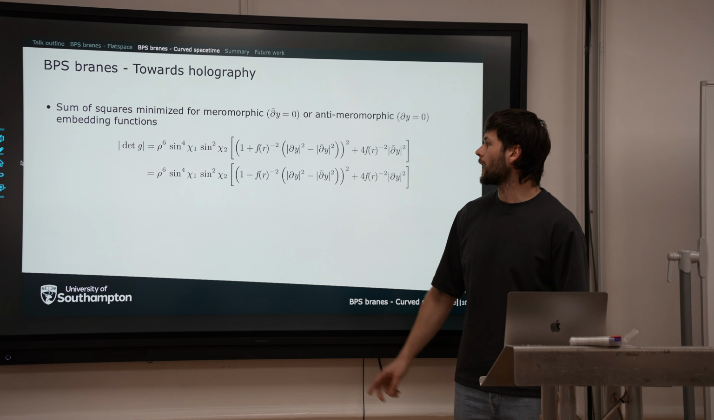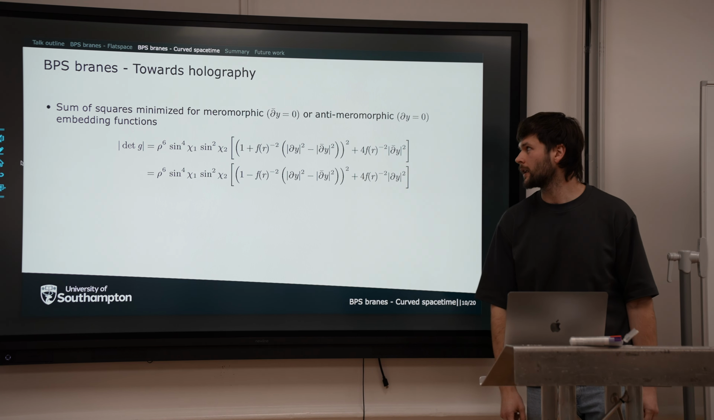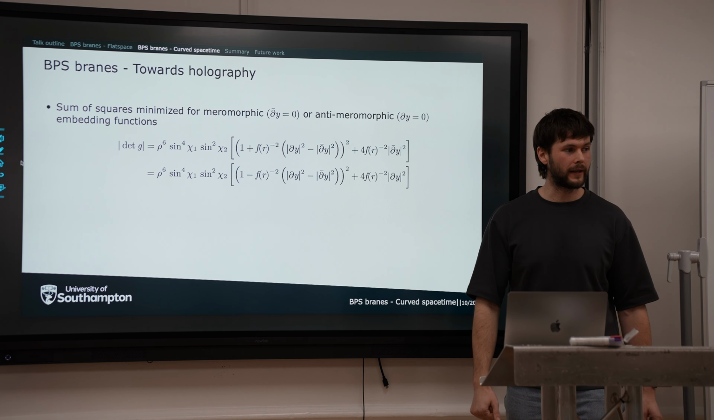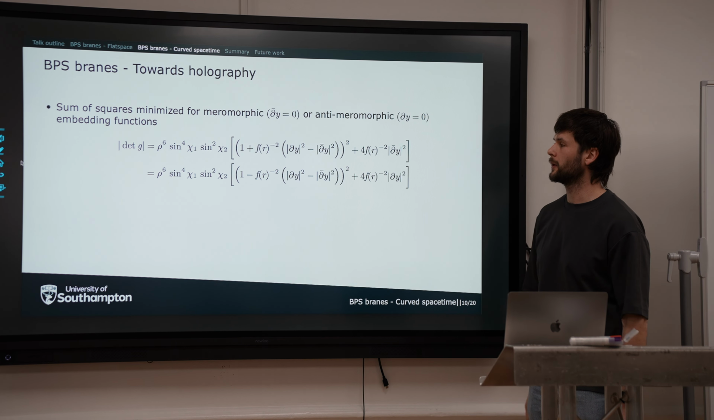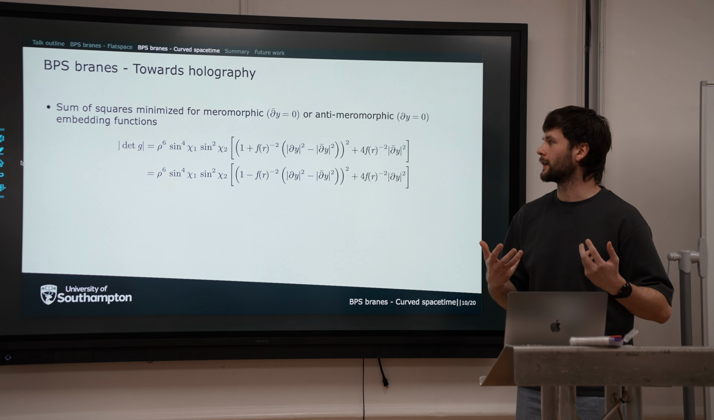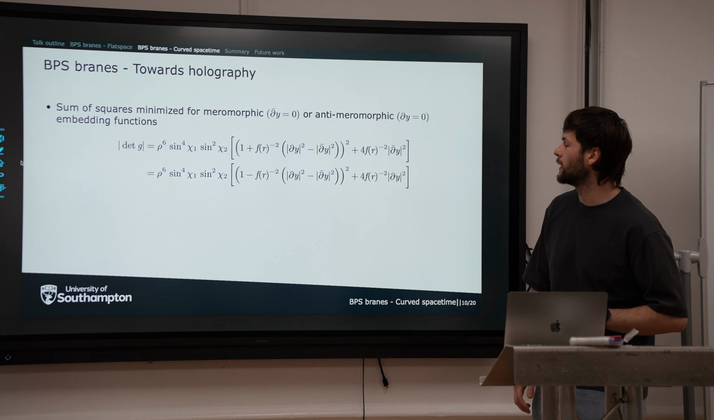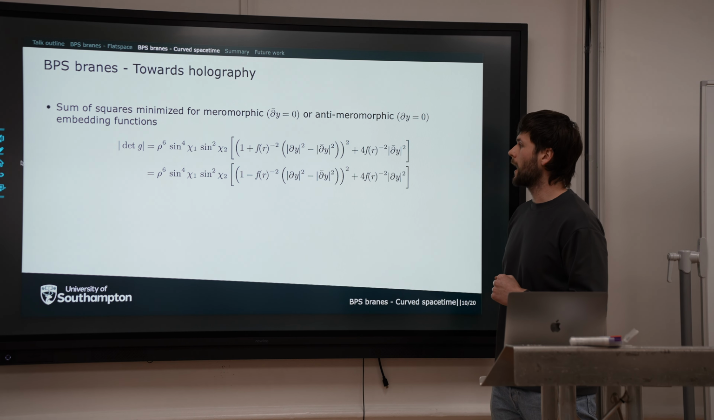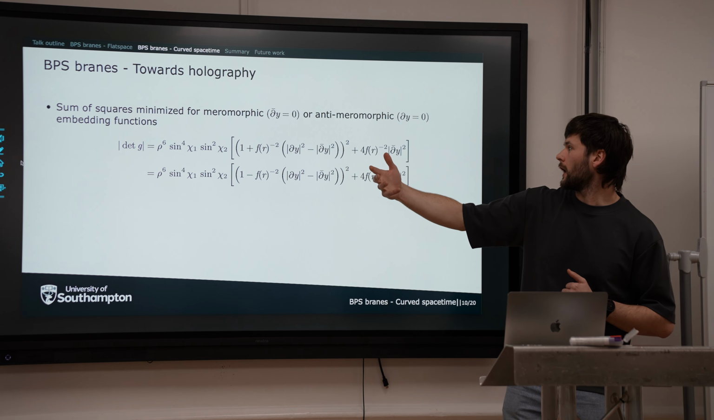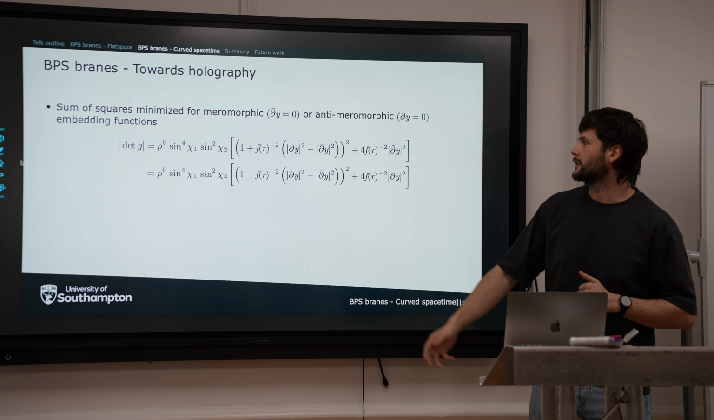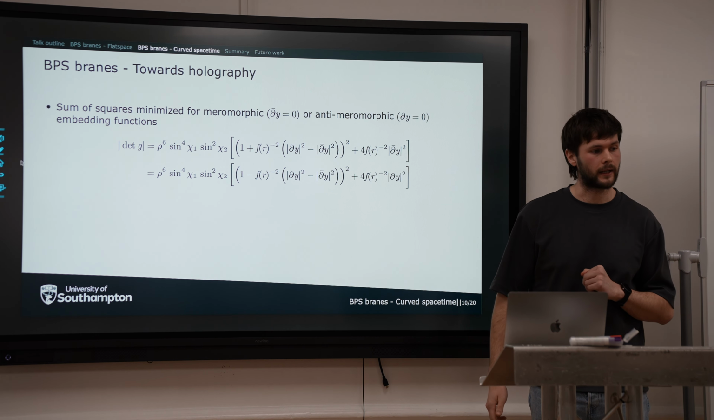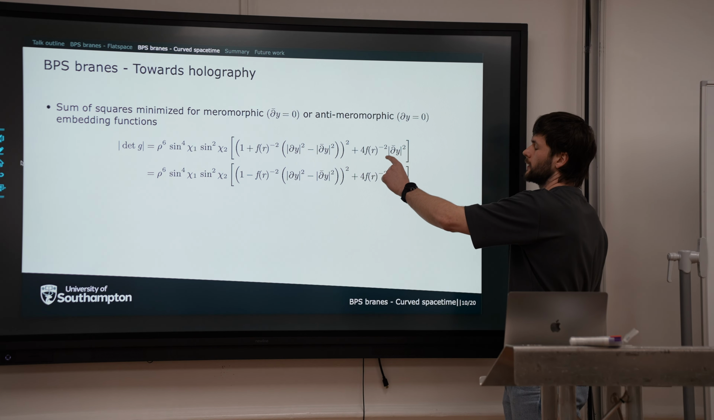And not only this, we recognize this as the sum of squares, and so one can conclude that any meromorphic or anti-meromorphic embedding function satisfies the equation of motion, or at least it minimizes the action. And indeed, we can explicitly verify that it satisfies the equation of motion too, as one would expect. And so not only are holomorphic solutions clearly solutions, or clearly minimize the action, but meromorphic solutions also, in fact, satisfy this equation of motion due to the presence of this redshift factor.